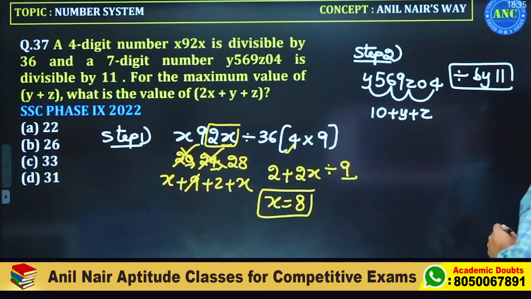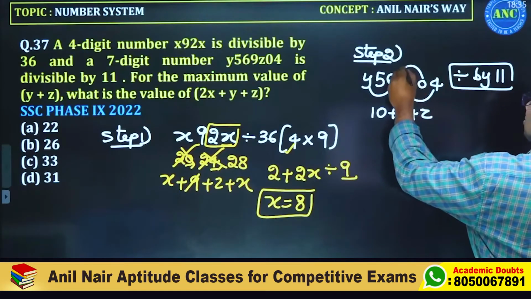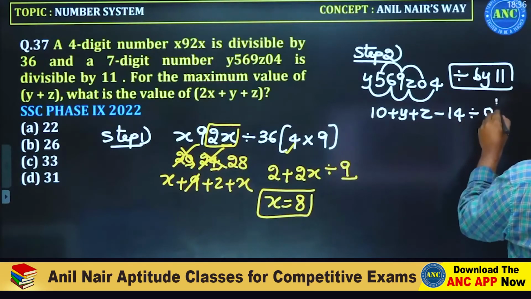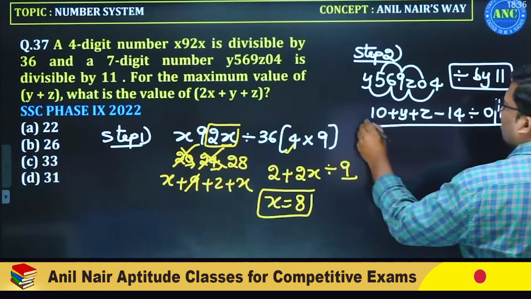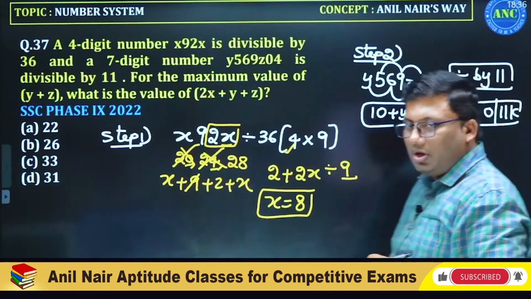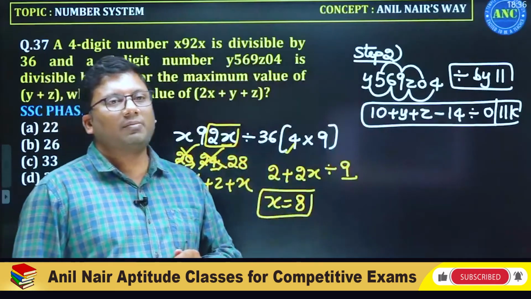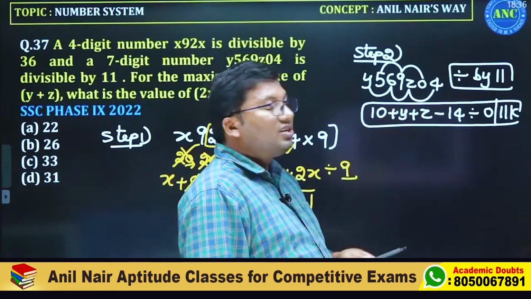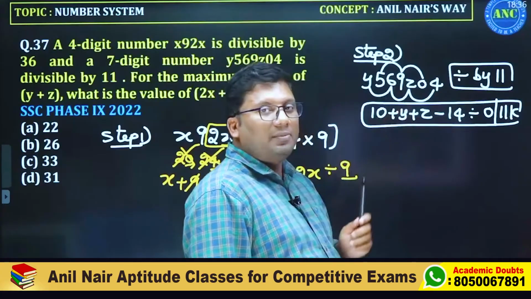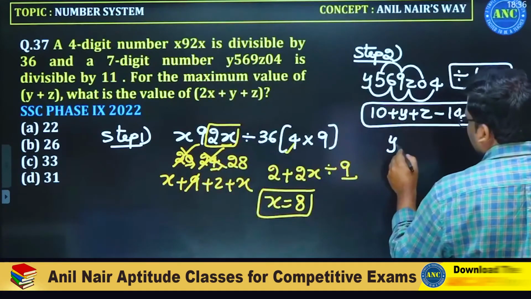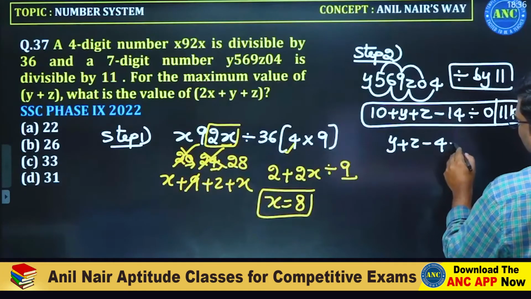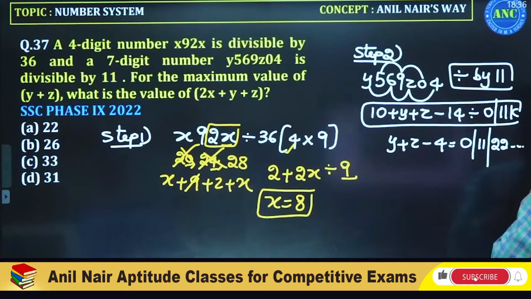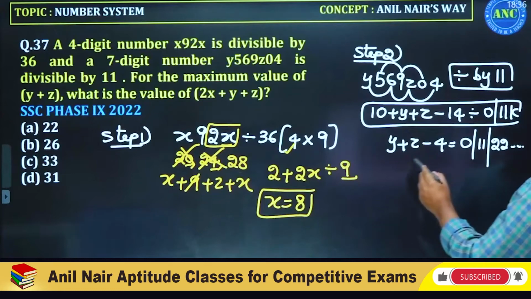The sum of the even places is 0 plus 9 plus 5, which is 14. The difference should be either 0 or divisible by 11. Sum of the odd places minus sum of the even places gives Y plus Z minus 4, which will be either 0, 11, or multiples of 11 such as 22. So Y plus Z is 4.